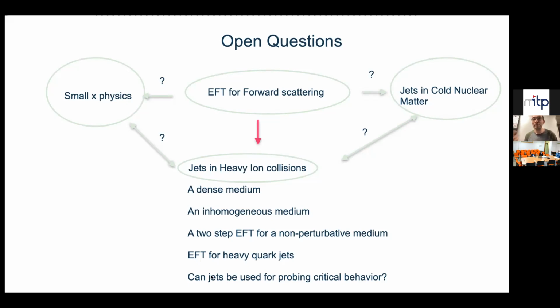And finally, this is a more speculative question. Given that my medium structure function, or the PDF of the medium, looks like a correlator of currents in a background medium, can I relate it to some kind of order parameter in order to probe critical behavior of the quark-gluon plasma medium? So that's a speculative thing which I would be interested in exploring. Okay, thanks a lot. That was all I wanted to say.